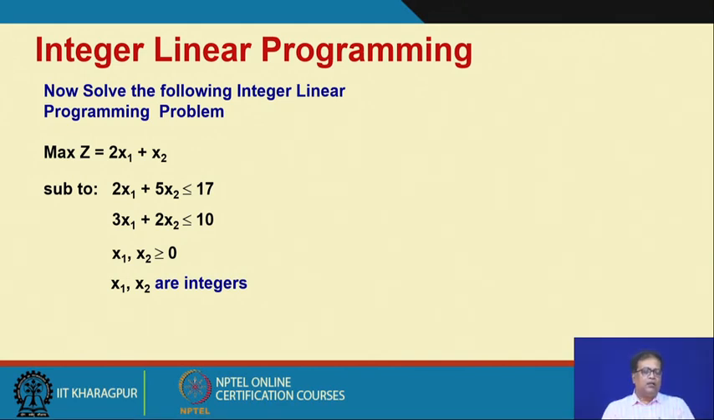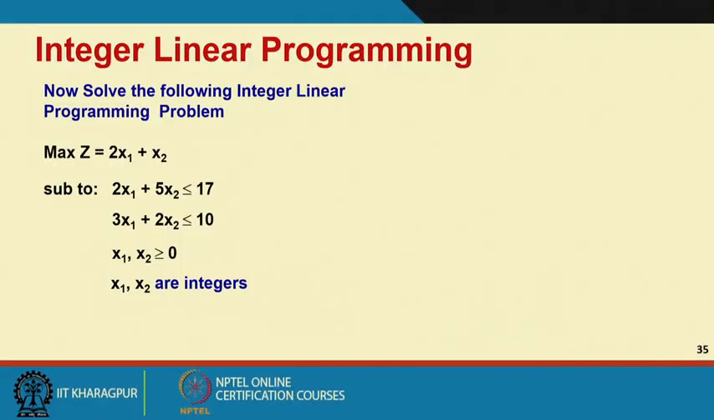Let us now look at this particular problem. Now, solve the following integer linear programming problem, right. Maximize z equal to 2x1 plus x2 subject to 2x1 plus 5x2 less than equal to 17, 3x1 plus 2x2 less than equal to 10, x1 and x2 greater than equal to 0 and they are all integers. So, how do you really go ahead with this problem? So, as you have guessed it right, first we solve a linear programming solution. The linear programming solution will act as our initial solution.